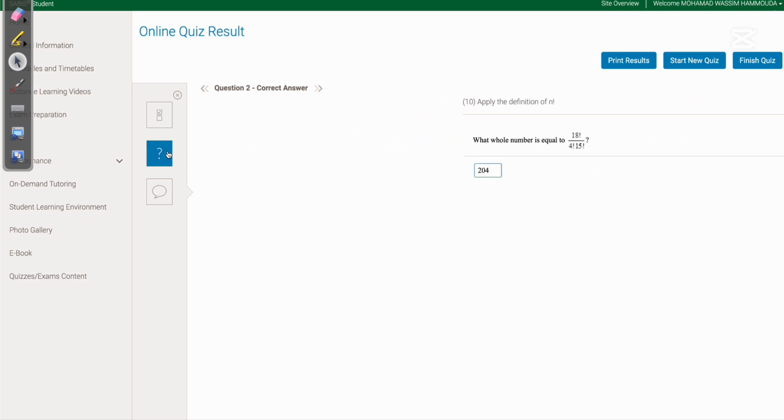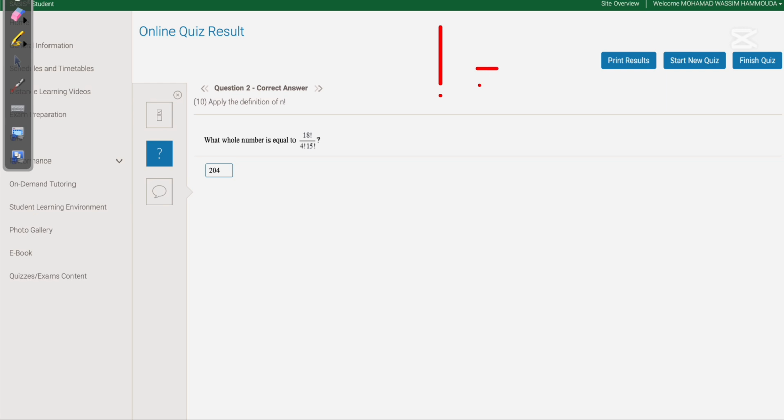Number 2. What whole number is equal to 18 factorial over 4 factorial times 15 factorial? To get the exclamation mark on the calculator, you press shift and the x to the power of -1. By the way, the exclamation mark is called the factorial.